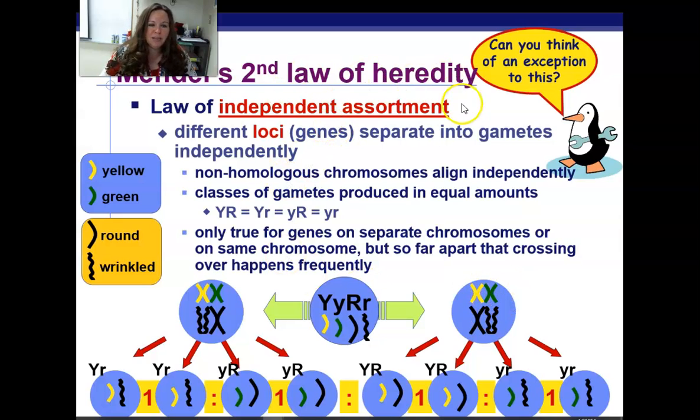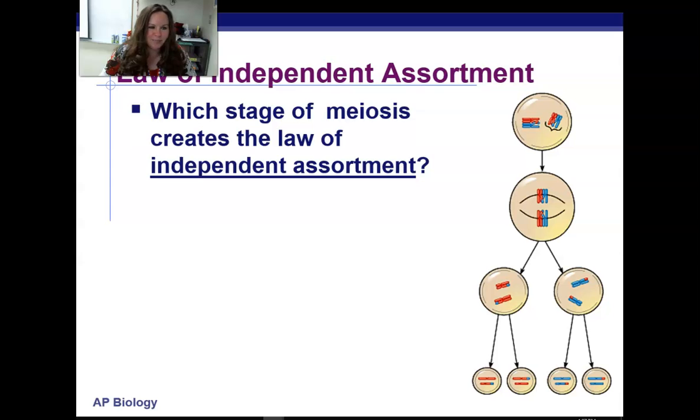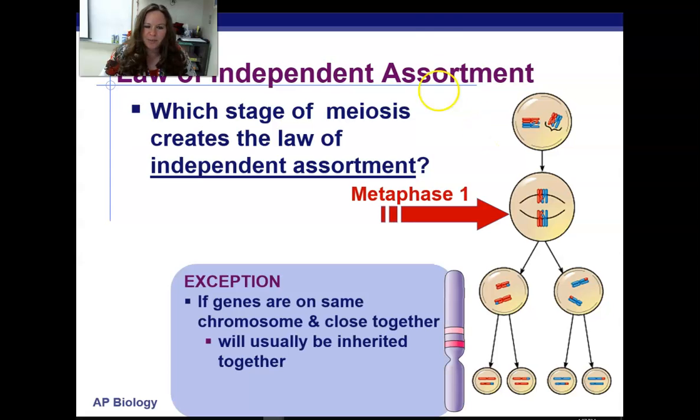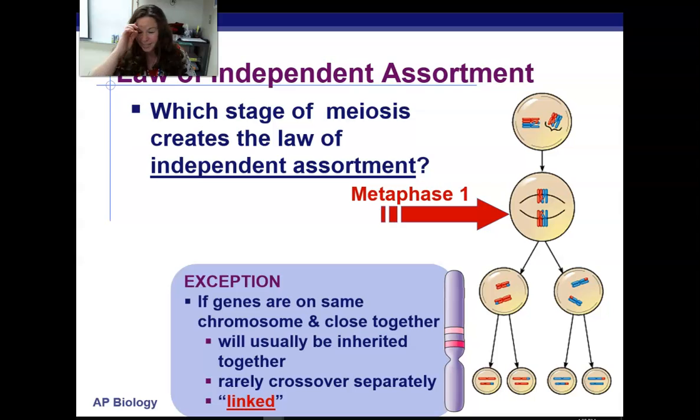This is Mendel's second law of heredity. It's called the law of independent assortment, and I am just completely amazed that he was able to come up with that, not knowing about genes or chromosomes yet in the 1800s. Again, that happens during metaphase 1. In this picture, we have all the blue on one side and the red on one side, but it could definitely have been flip-flopped.